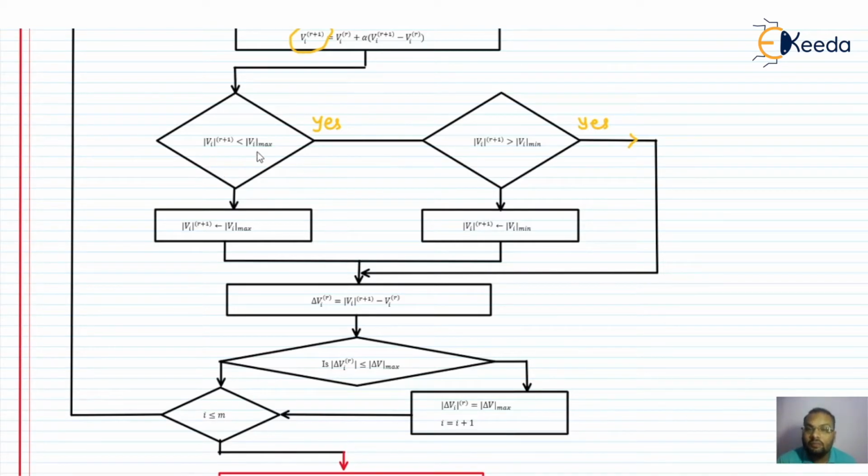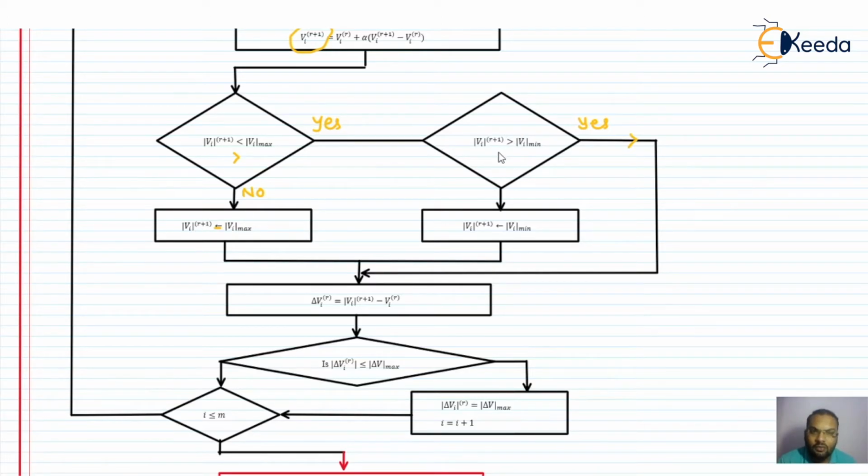Okay, if it is no, if it is greater than the maximum value, then what we have to do is assign the voltage at ith bus in the r plus 1 iteration as this value Vi max. Whatever the maximum constraint is, you put that maximum constraint here.